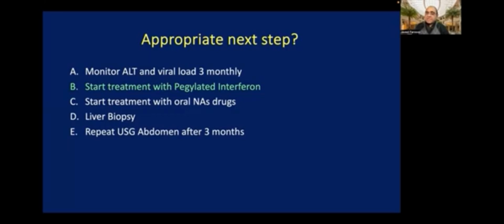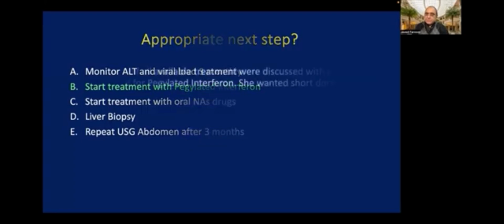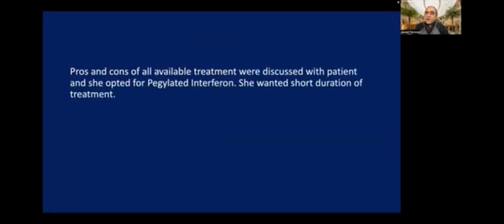Start treatment with pegylated interferon. So for those who have not selected this as their option, let's see why the appropriate next step is to start treatment with pegylated interferon. Pros and cons of all available treatments were discussed with the patient, and she opted for pegylated interferon, and she wanted a shorter duration of treatment. So one is that the treatment with pegylated interferon is short term, and of course she's HBe antigen negative chronic hepatitis B, she is a lady, the viral load is not that high, so she opted for that.